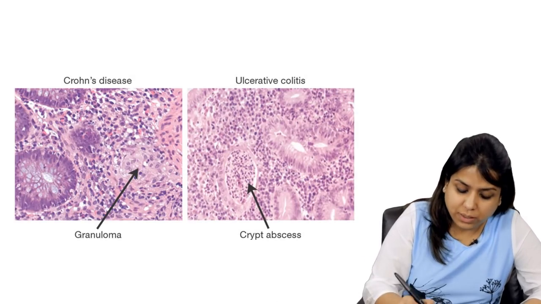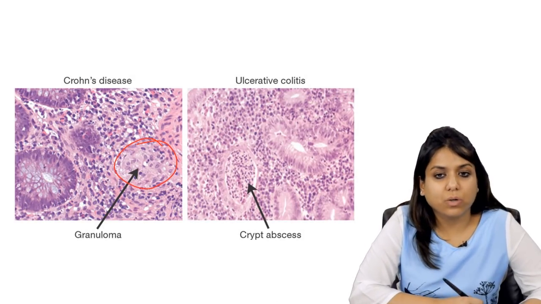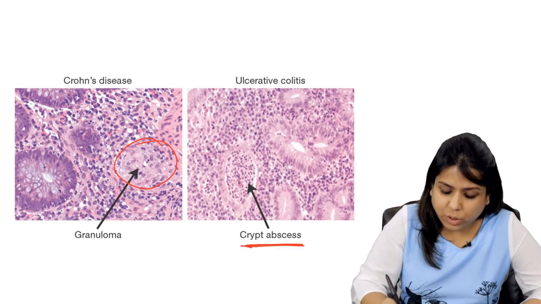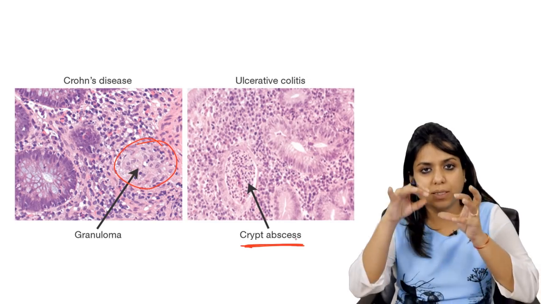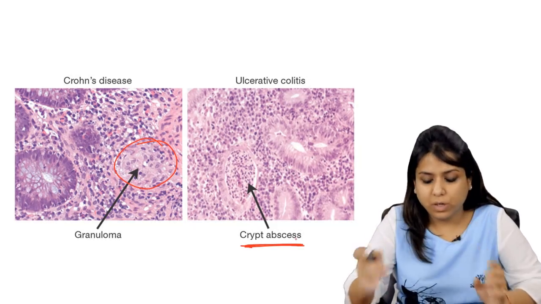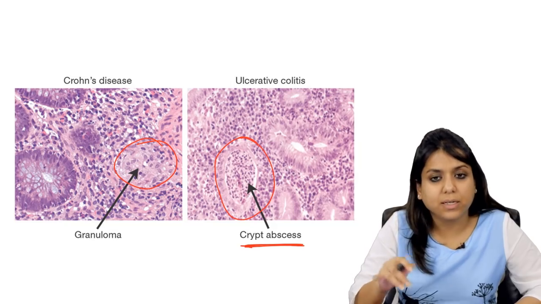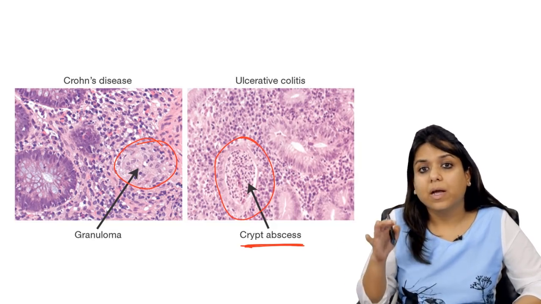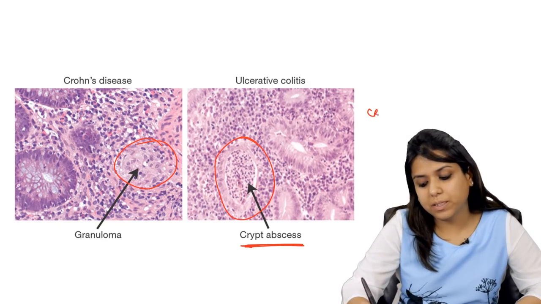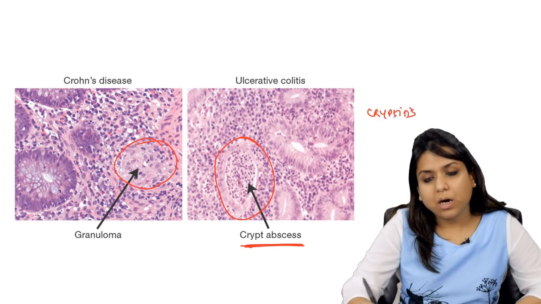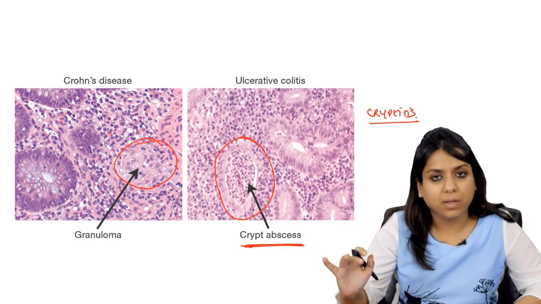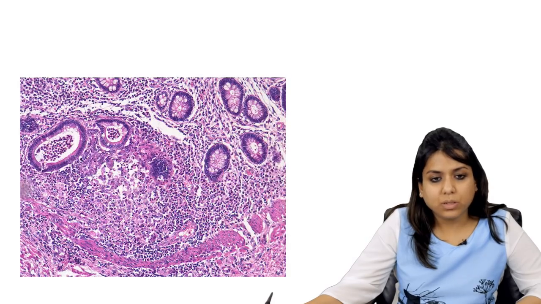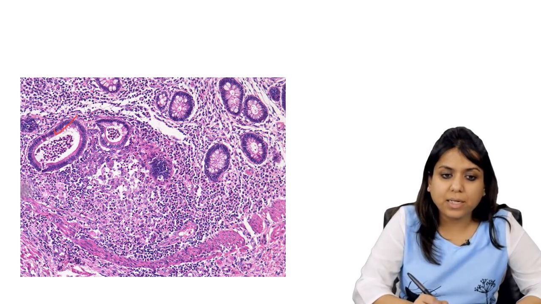Now, Crohn's disease shows a granuloma. This is a granuloma. Ulcerative colitis does not show a granuloma. Ulcerative colitis shows crypt abscess. What is a crypt abscess? Inside the crypt there will be a lot of neutrophils, a neutrophilic aggregate, which is called a crypt abscess, right? And there is also cryptitis which can be seen. What is cryptitis? Neutrophils in the crypt epithelium is called cryptitis. Next image, students, again showing cryptitis and crypt abscesses.